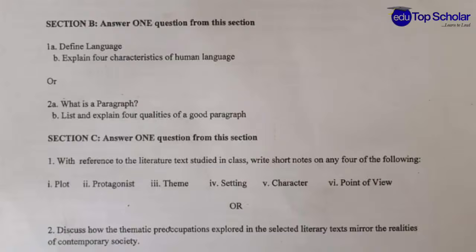Then point of view. Point of view in any literary work means the perspective of the narrator. From which perspective is the narrator explaining the story or narrating the story to you. Now we have 3 points of view in any literary work. We also call it narrative technique. Point of view and narrative technique mean the same thing. So we have first person point of view, third person point of view, and omniscient point of view.